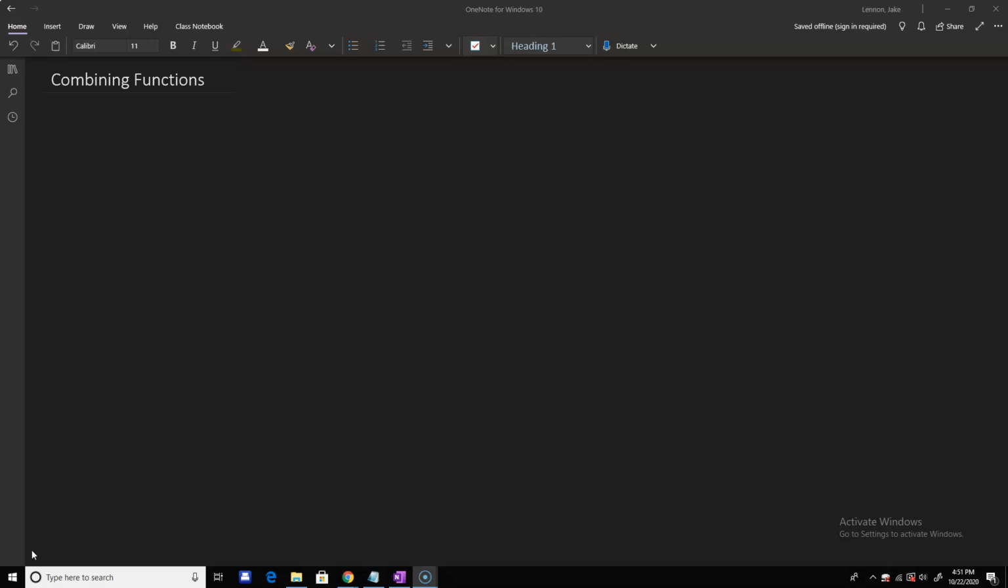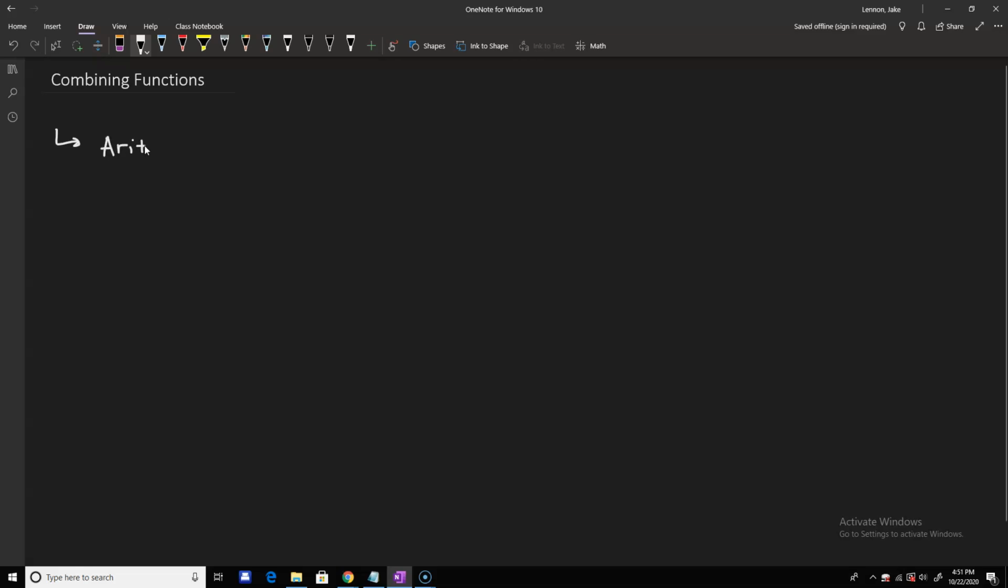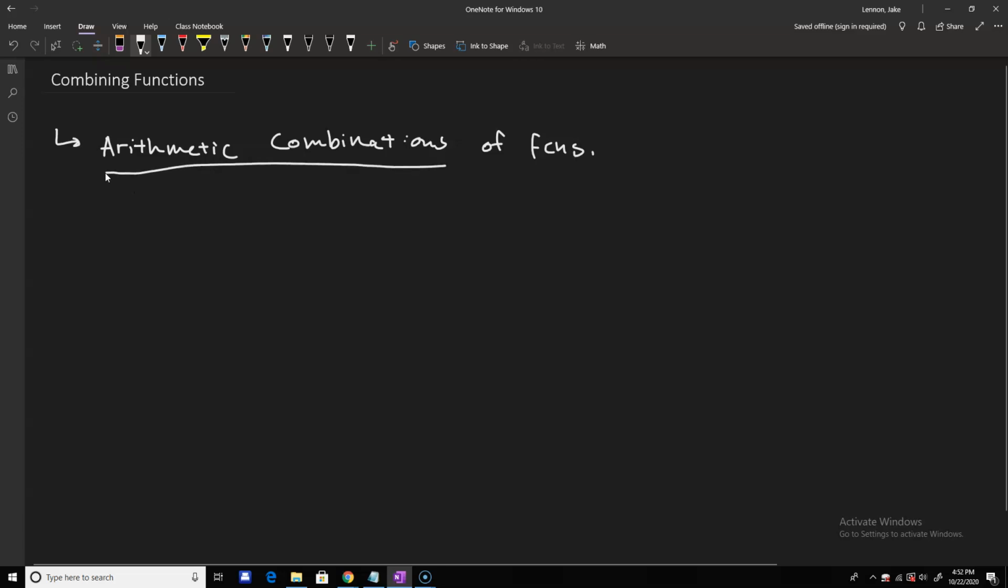Lennon, and today we're going to look at combining functions. So there's two main ways that we're going to look at. The first set is kind of the more obvious and less important of the two. So this is kind of arithmetic combinations of functions. This is essentially just making new functions out of your standard operations: add, subtract, multiply, and divide.